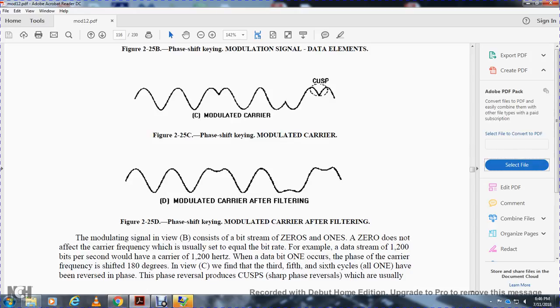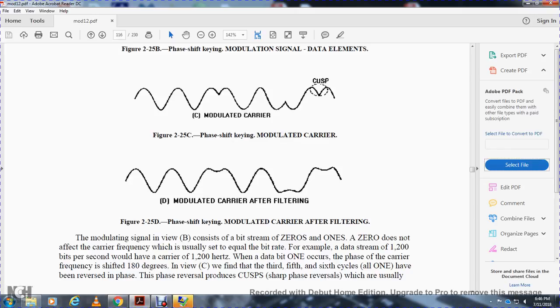Modulating signal, view B, consists of the bit stream of 0s and 1s that determines the carrier frequency, which is essentially set equal to the bit rate. For example, a data stream of 1200 bits per second would have a carrier of 1200 hertz. When a bit 1 occurs, the phase of the carrier is shifted 180 degrees. And if you see, the third, fifth, and sixth cycles will all have been reversed in favor of the phase reversal.